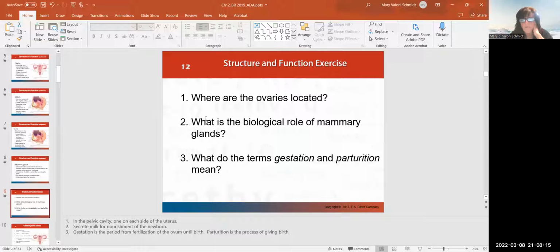And so where are the ovaries located? They're located in the pelvic cavity on each side. The mammary glands make milk. Gestation means the time in which the zygote, embryo, and fetus is developing before it's born, and parturition is the actual act of birth or delivery.